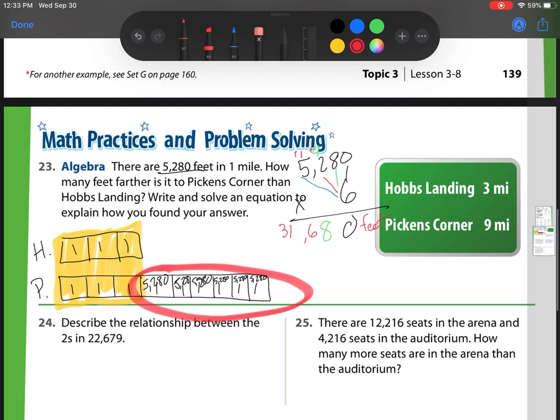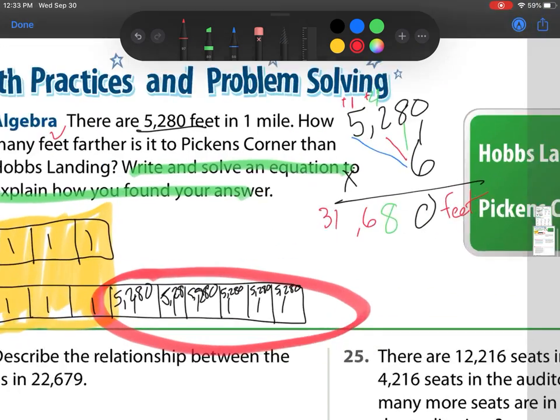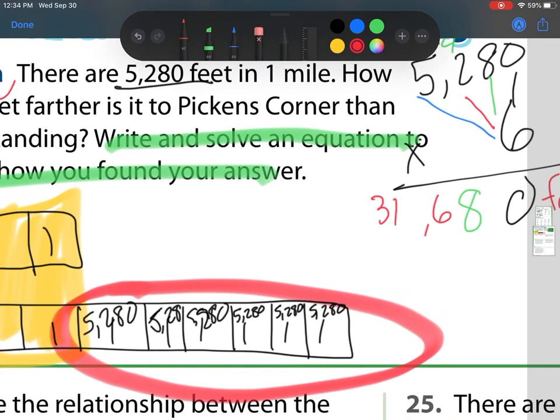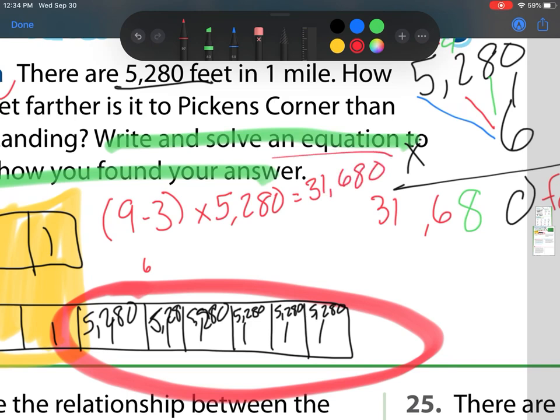So I've done it. I've done feet. But it still has this part where it says, write and solve an equation. So I just have my work here. So I need to put it in equation form. Well, what did I do with my tape diagram? Well, I said 9, take away 3, because remember, that equals 6. And then I'm multiplying that by 5,280. And when I multiplied it by that, what did I get? I got 31,680. So right there is my equation.